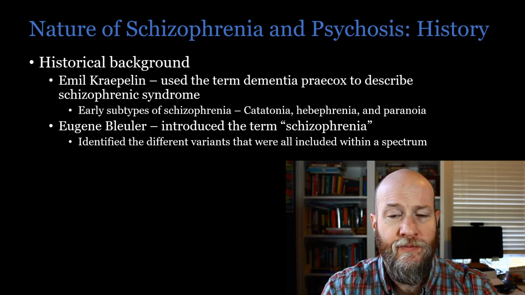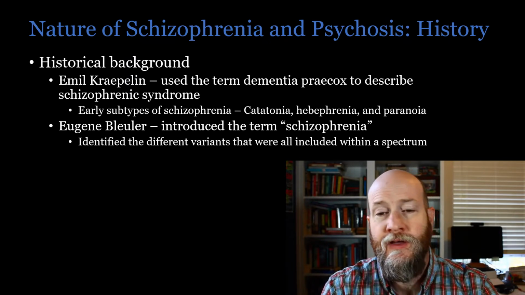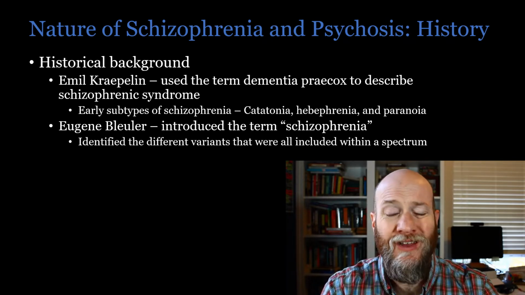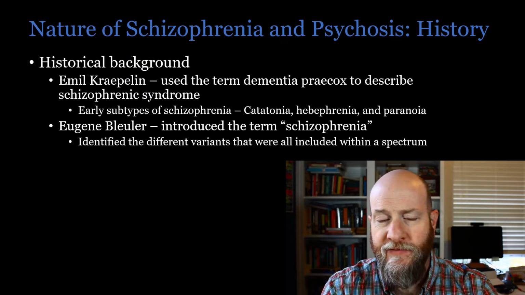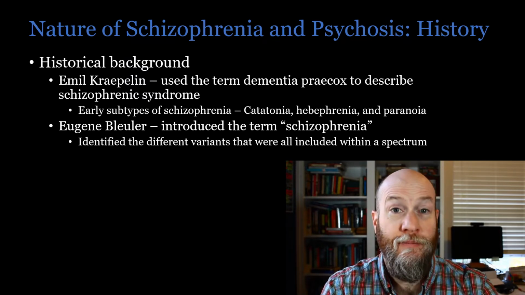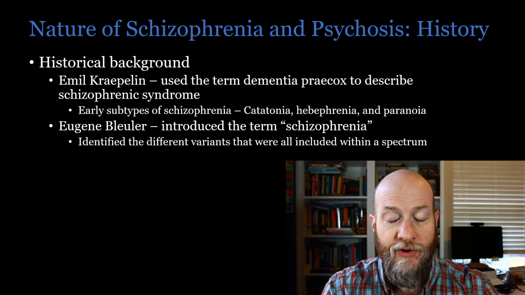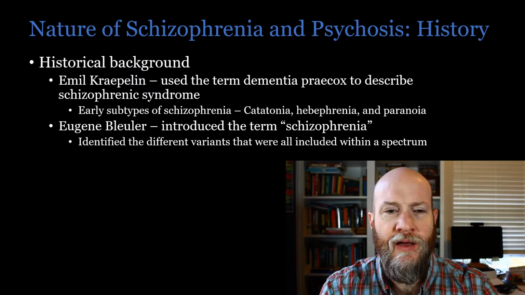DSM-4 TR, which stands for text revision. That was the version that came out before the current DSM-5. There were still subtypes of schizophrenia designated. We've since gotten rid of that, but we'll talk about that in a subsequent slide.